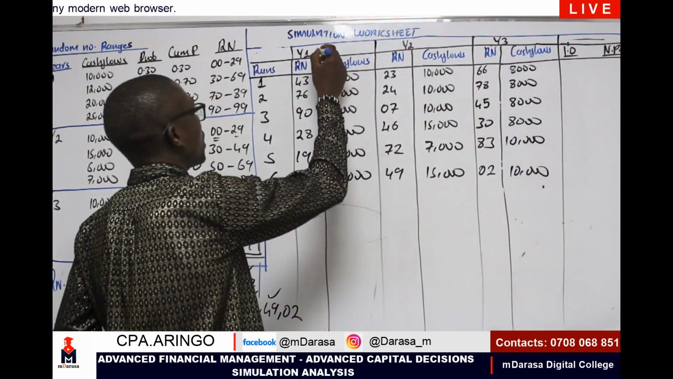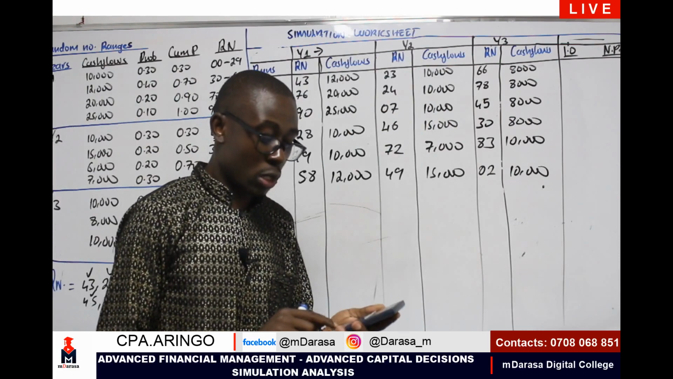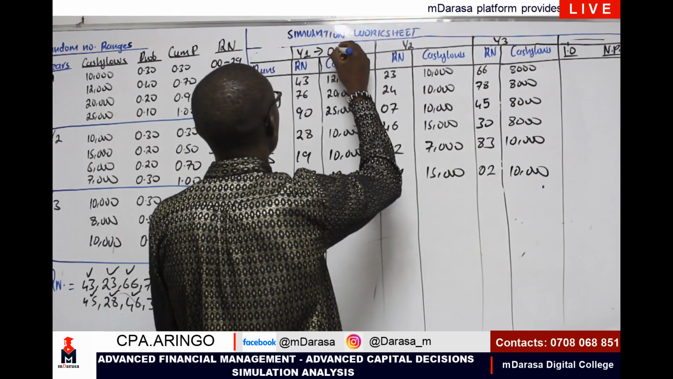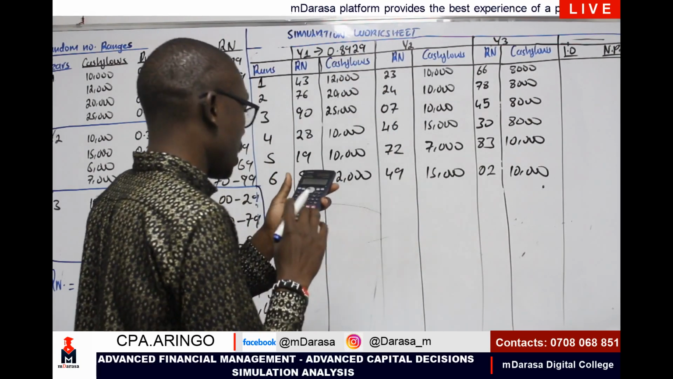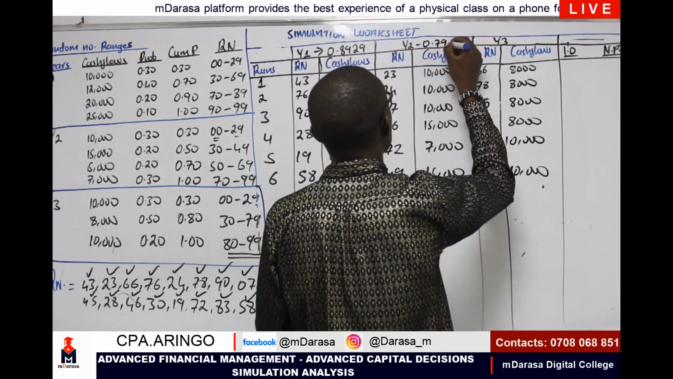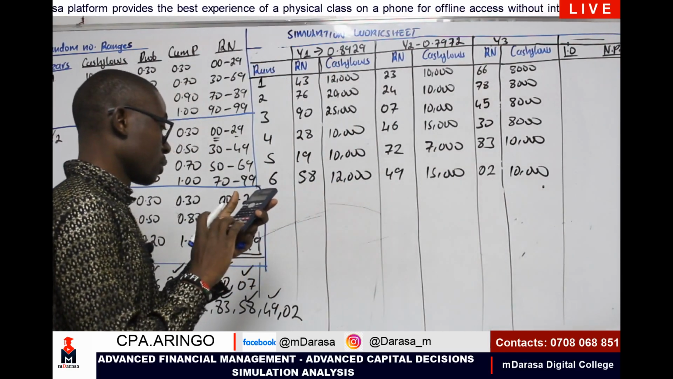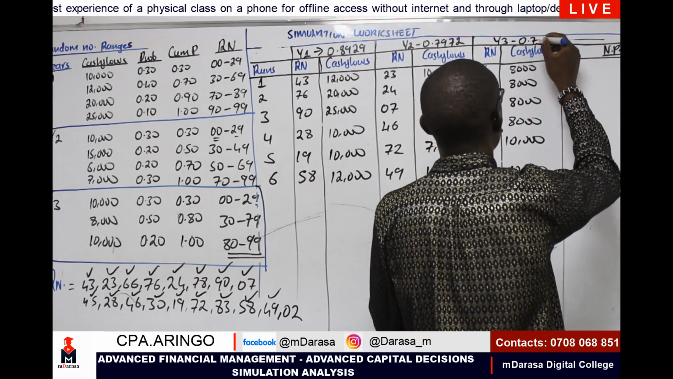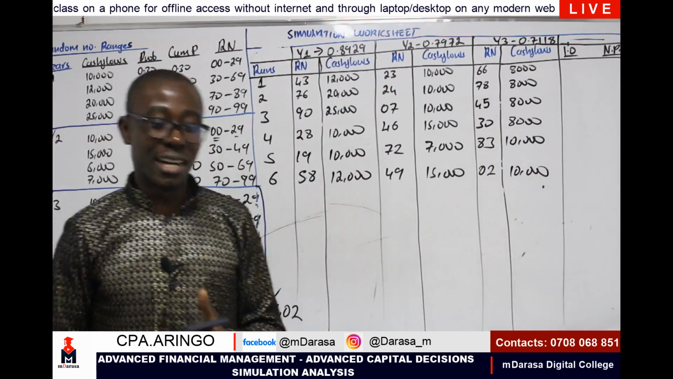What was the discount factor in year 1? Kindly just go back and see what we had. In year 1, we had 1.12 raised to the power negative 1, which gave us 0.8929. Remember that we had already worked it out. Year 2, we had 0.7972. Year 3, we had 0.7118. I know you remember that.